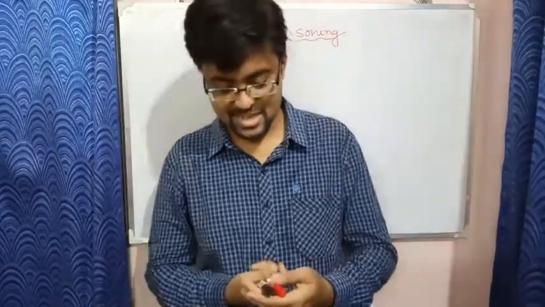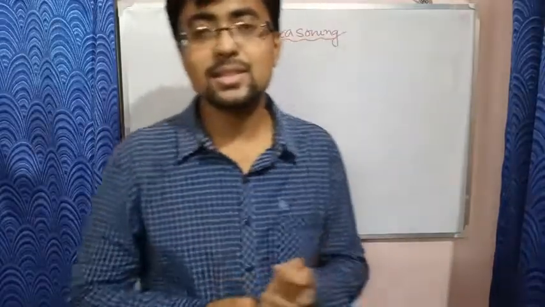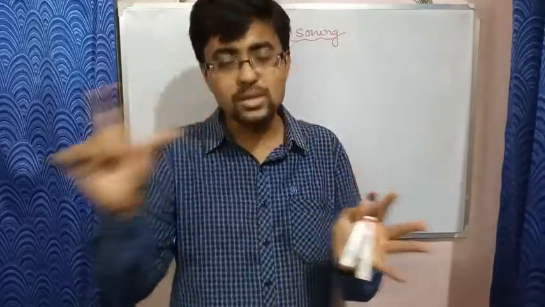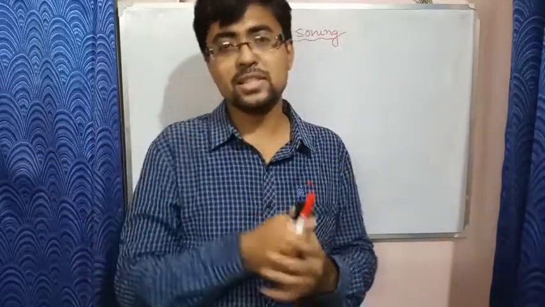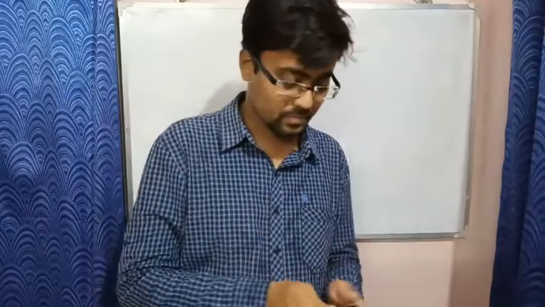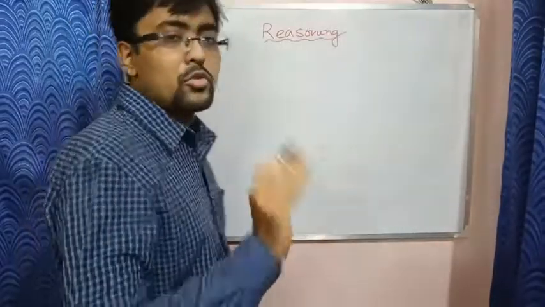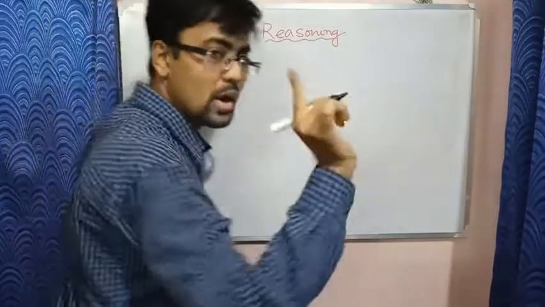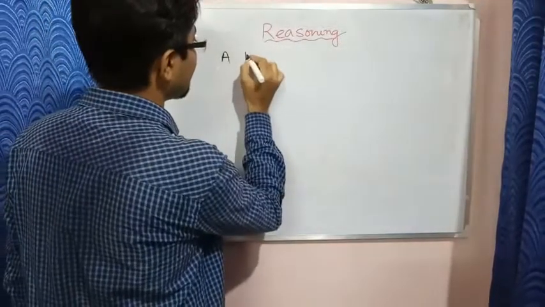Hope you are well. Today, I will discuss some tricks about how to solve the alphabetical test series, or alphabetical ordered series, in the examinations. Firstly, we all know that A to Z is 26 letters. Now I am writing here.